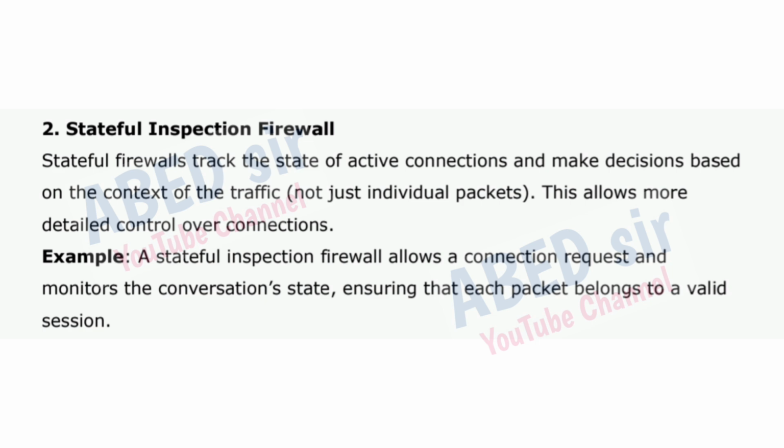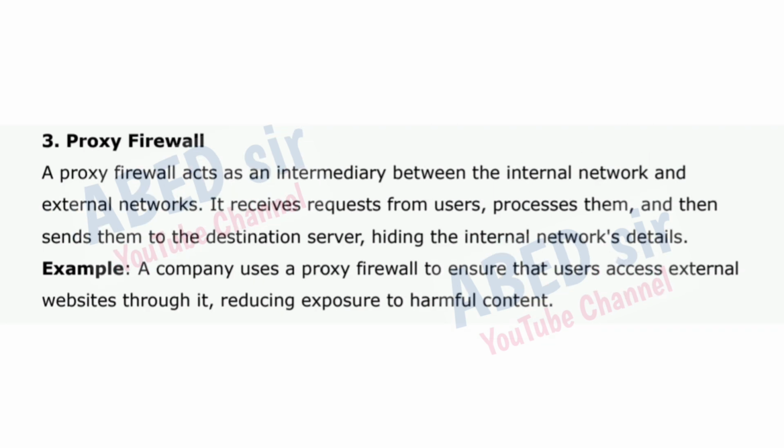2. Stateful inspection firewall. Stateful firewalls track the state of active connections and make decisions based on the context of the traffic, not just individual packets. This allows more detailed control over connections. Example, a stateful inspection firewall allows a connection request and monitors the conversation's state, ensuring that each packet belongs to a valid session.